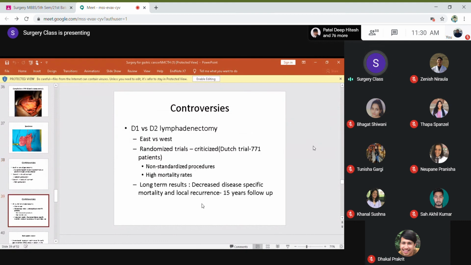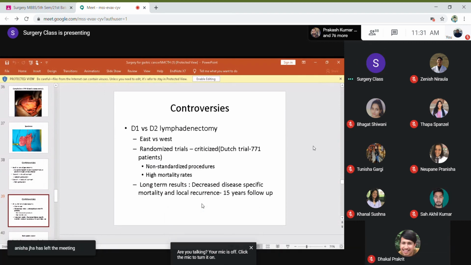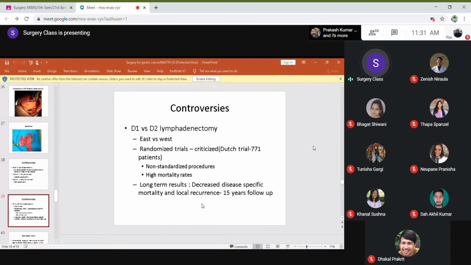Then D1 versus D2 lymphadenectomy. In this, just remember there are controversies going on, but the standard of care is D2 gastrectomy. So D2 lymphadenectomy is the standard of care. We usually do it in the Asian continent and in Europe, and it's also very famous in Japan.